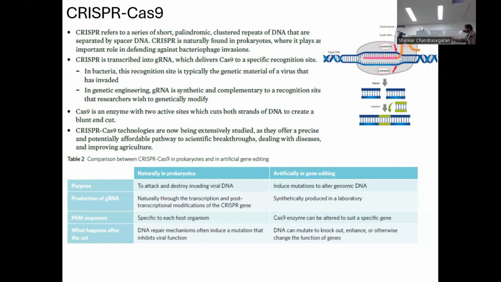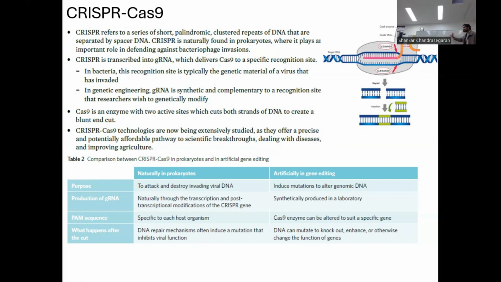Where do we get this spacer from? This is the key part that is used in the defense mechanism. These spacers are basically sequences from previous bacteriophage that have invaded the bacteria. So when the bacteria is able to survive that attack from another bacteriophage, it takes a segment of the DNA from the bacteriophage and saves it into the spacer.